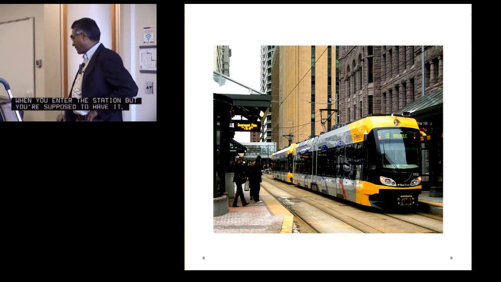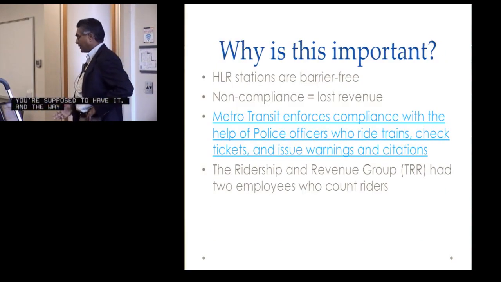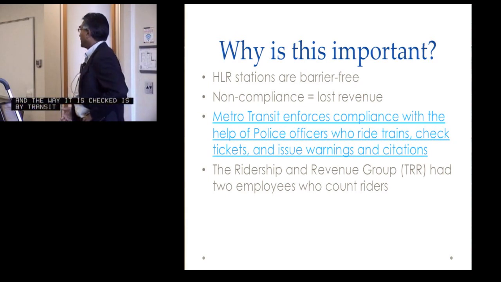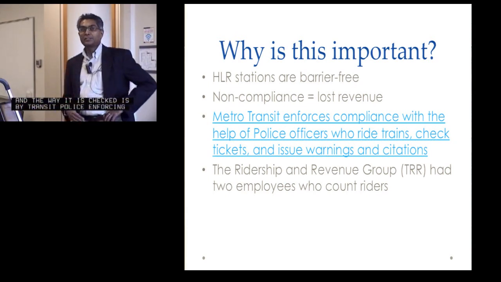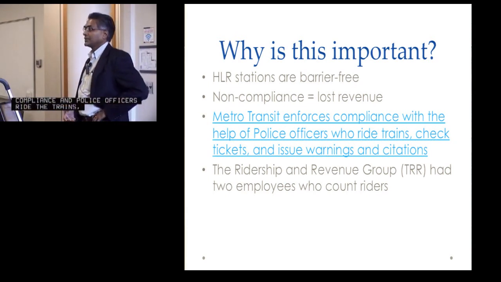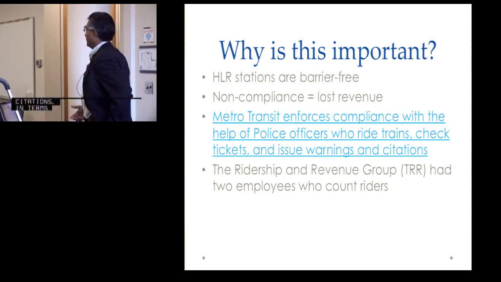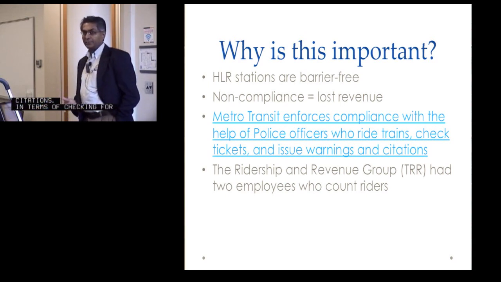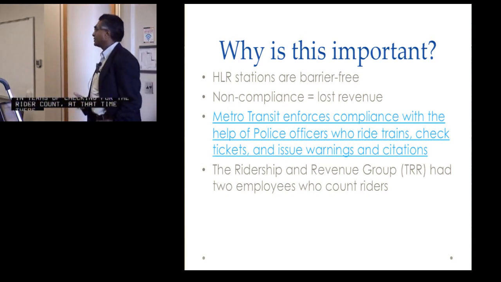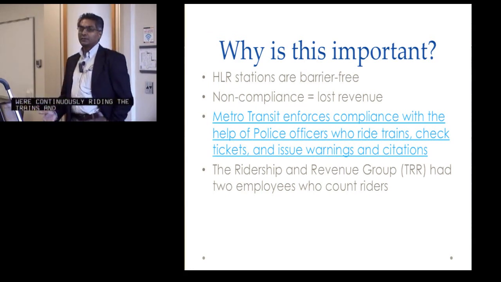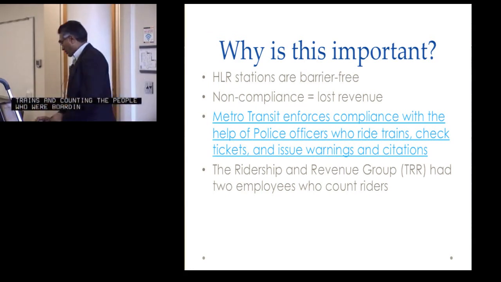The way it is checked is by transit police enforcing compliance. Police officers ride the trains, they check the tickets and issue warnings and citations. In terms of checking for the rider count, at that time there were 2 employees who were continuously riding the trains and counting the people who were boarding the trains. So I have a small YouTube video here.